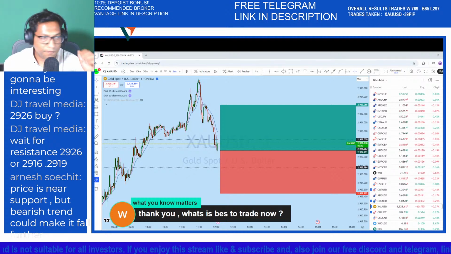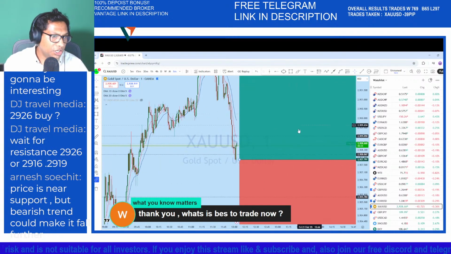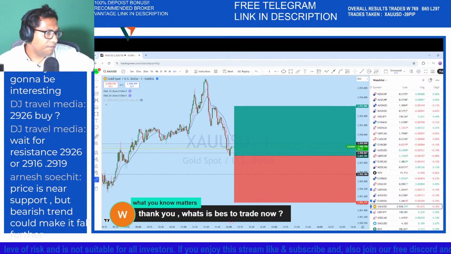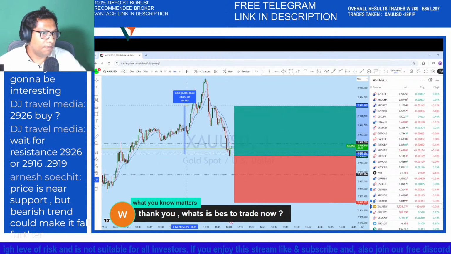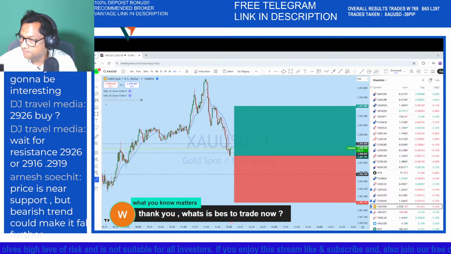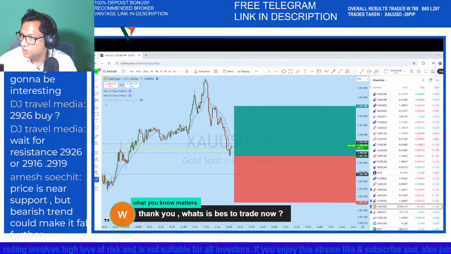So place that 50 pip stop loss, and we want to see the market potentially forming an inverted head and shoulder and then bounce back up. If it potentially bounces to the resistance, then we will be around 50 pips up on this one. So let's wait to see the market show its hand.